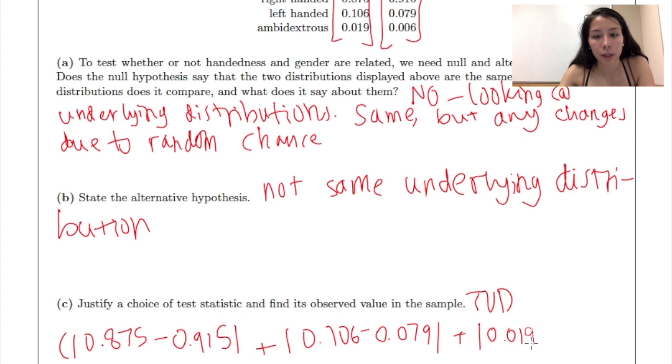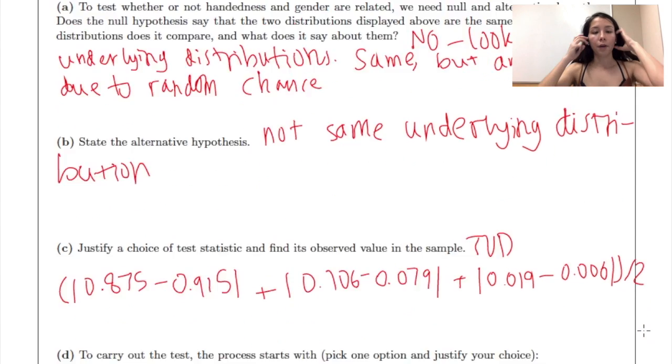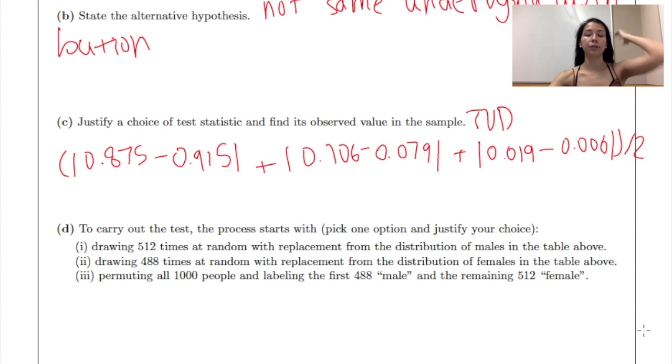And all of that divided by 2. And again, that's just because that's what total variation distance is. Alright, so to carry out the test, the process starts with one of the following. So it's either 1, drawing 512 times at random with replacement from the distribution of males in the table above.